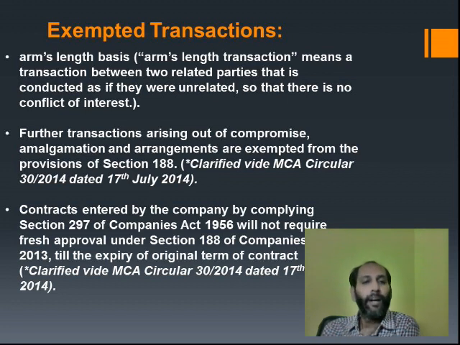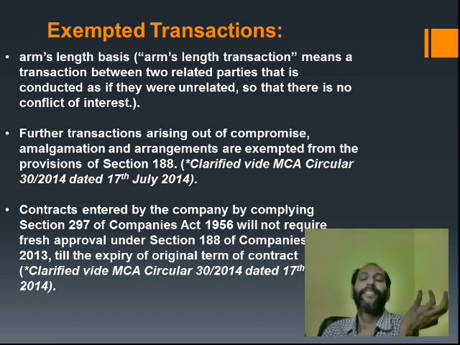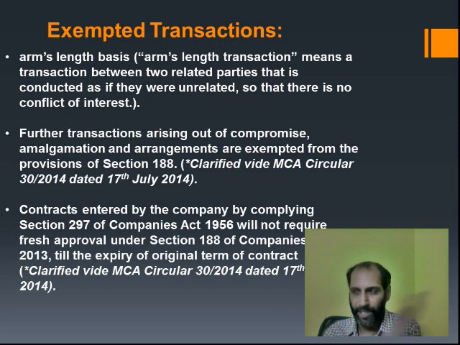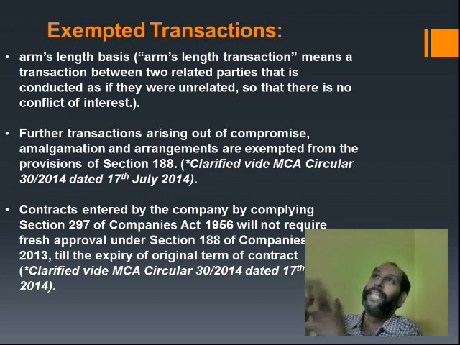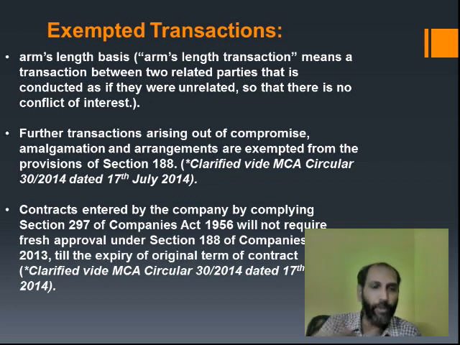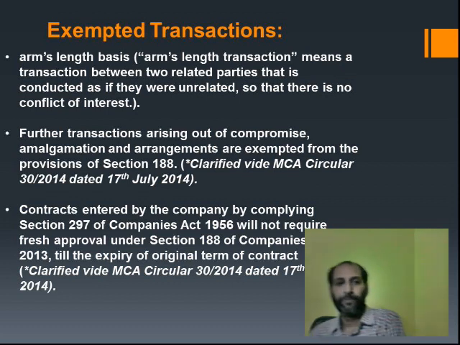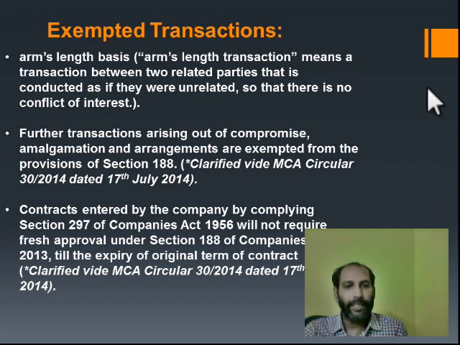For example, an arm's length transaction means a transaction between two related parties that is conducted as if they were unrelated. That means there is no conflict of interest. You deal with the related party and you deal with the non-related party, and the price, terms and conditions are the same. So the relation is not influencing the transaction. Then such a transaction is called an arm's length price transaction, and these arm's length transactions are outside the scope of section 188. So this is exemption 1.